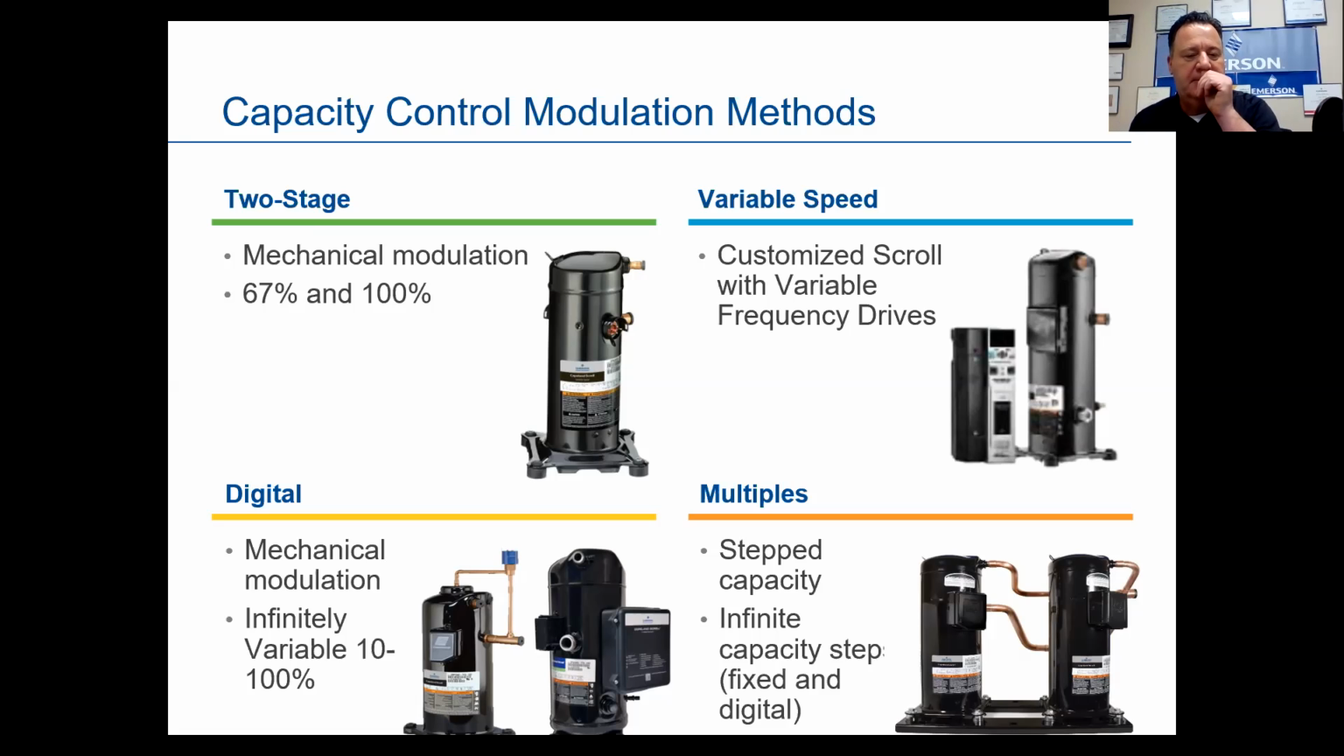It starts at 10% to 100%. So in other words, until it gets a call for 10% of the capacity, it does not turn on. All right. And then we have multiple tandems or trios. It's a step capacity, infinite capacity steps, fixed and digital. So you can have the two compressors. They don't have to be the same size. They don't even have to be the same model of the compressors. They can be different BTUs and different tonnage. So we'll walk through those.